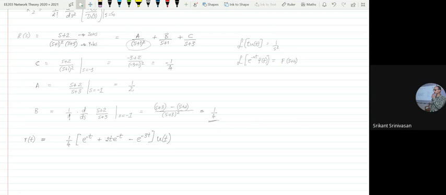So these are the poles of the transfer function: s plus 1, s plus 3, (s plus 1) squared. These give you the poles of the system, and the poles of the system will dictate the response of the system. Okay, so this is an important point.